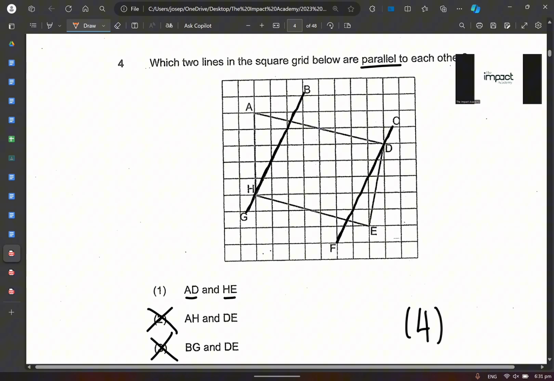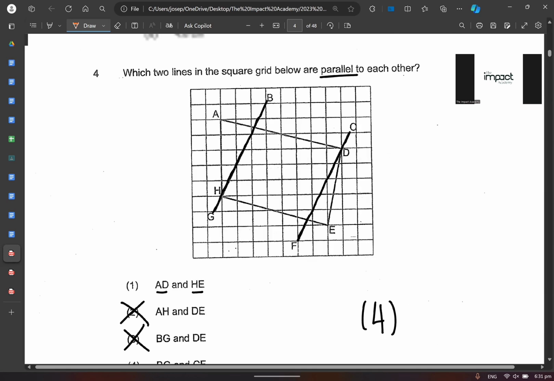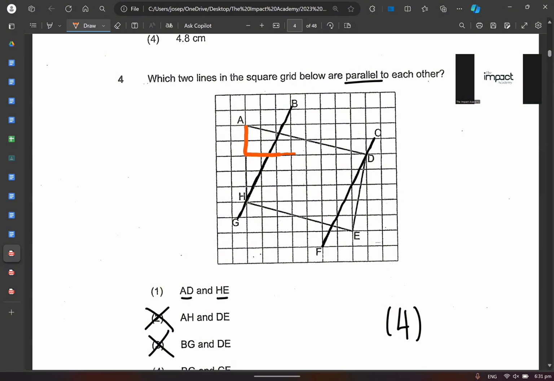Can you see this triangle over here? You want to see whether you have this. So let's count. 1, 2, 3, 4, 5, 6, 7, 8. Agree so far? Then for this one it is 1, 2, 3, 4, 5, 6, 7. Then do you think it will be parallel? No. Does it make sense to you?